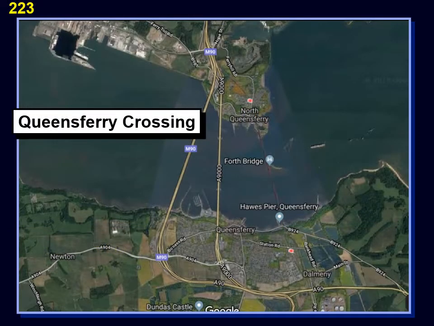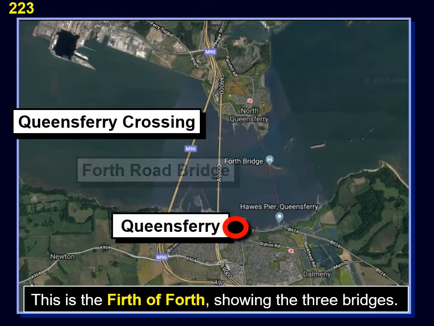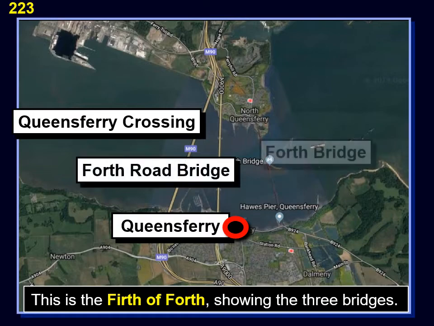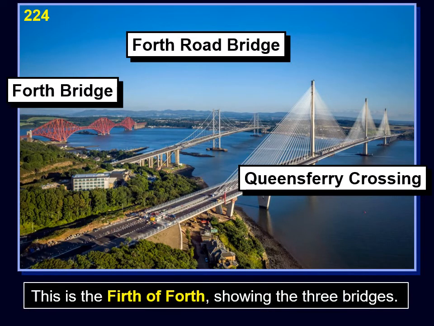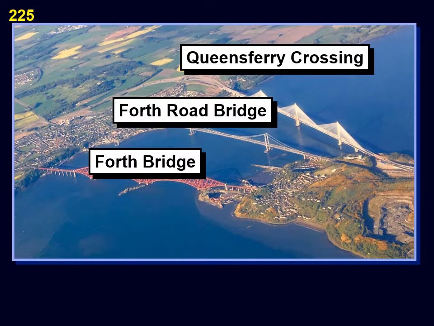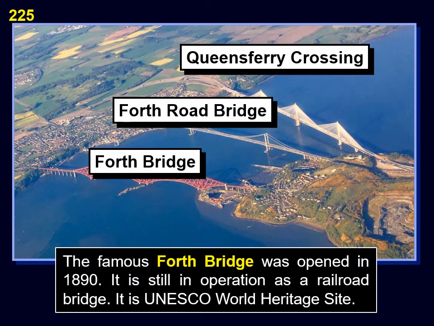This is the Firth of Forth, showing the three bridges. These are three bridges across the Firth of Forth built in 3 different centuries. These iconic bridges are must-see sites in Scotland. The famous Forth Bridge was opened in 1890. It is still in operation as a railroad bridge. It is a UNESCO World Heritage Site.